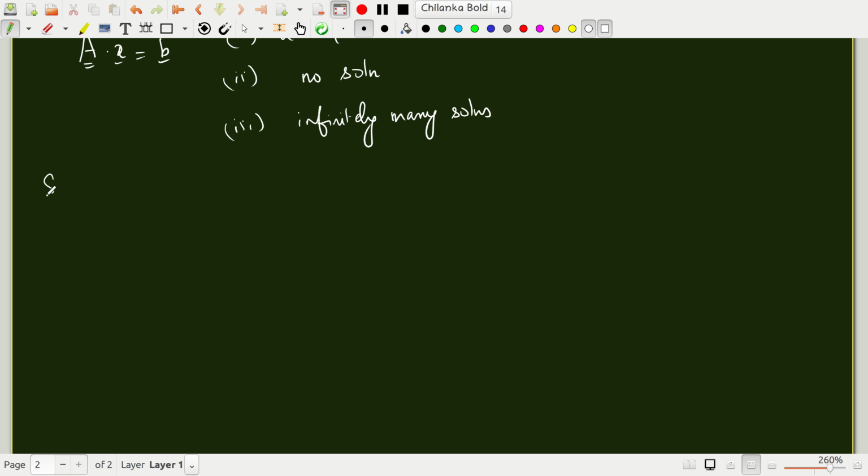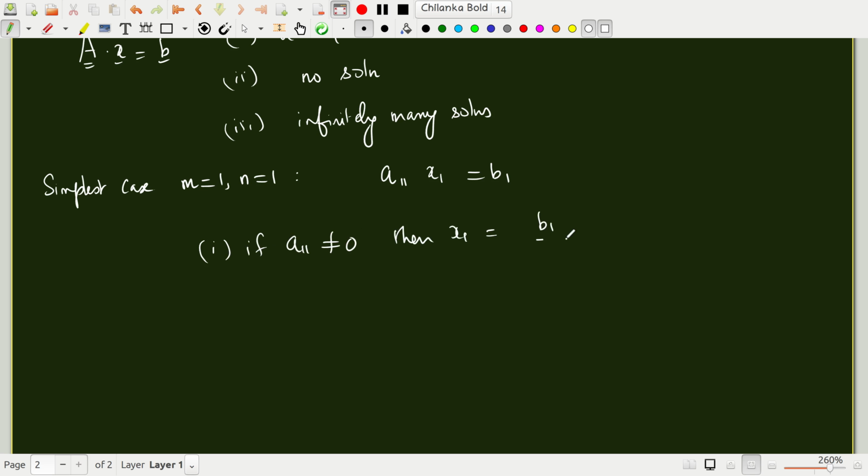Consider the simplest case, where m equals 1, n equals 1. That is, you have only one equation and one unknown. So you have a single equation. You just have something like this: a11 x1 is b1. Let's consider the three cases. If a11 is not equal to 0, then you can write x1 as simply b1 by a11. This is an example of a unique solution.